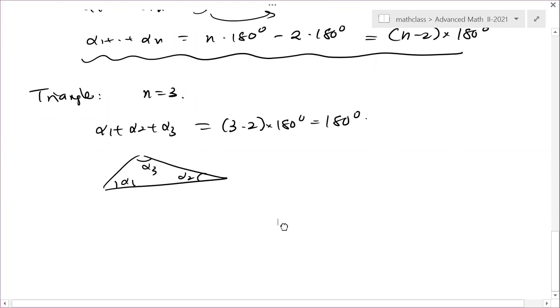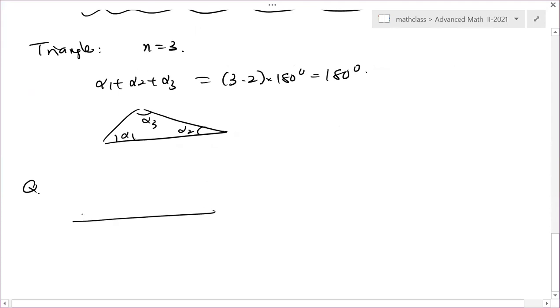All right, let's do the following exercise. I have a triangle. This is alpha, that's beta, the two interior angles, and this is gamma. Gamma is an exterior angle. Show that gamma equals alpha plus beta.